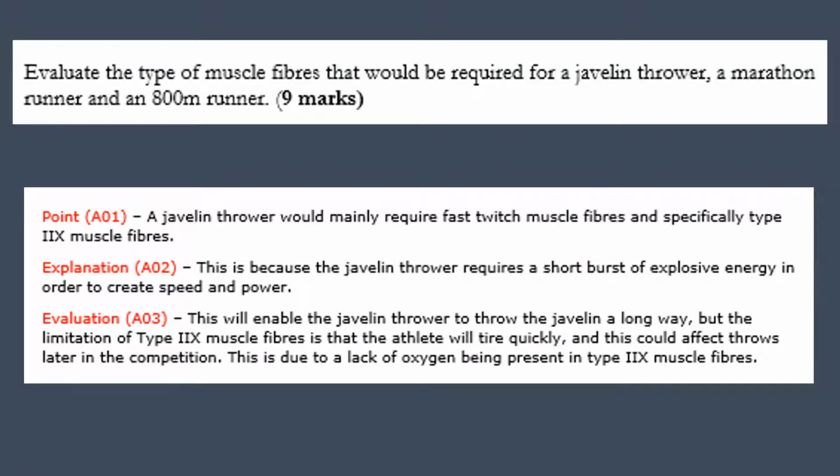This question is set up really nicely for us because as part of our 3 main paragraphs, we can discuss in the first paragraph the javelin thrower, then the marathon runner, and then finally the 800-meter runner. So the javelin thrower, for our point on muscle fibers, we can say that a javelin thrower would mainly require fast twitch muscle fibers and specifically type 2X muscle fibers. So we need to have mentioned that type 2X.